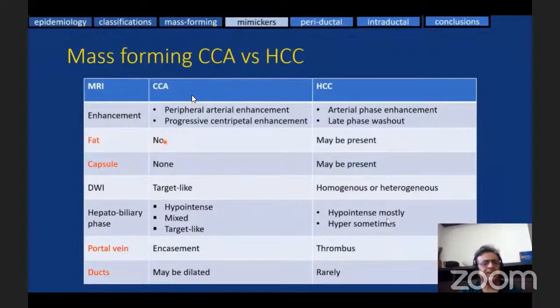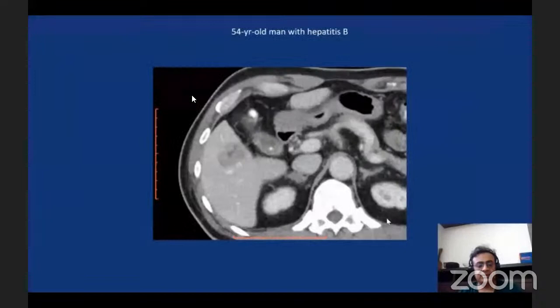Then the capsule in the delayed phase is seen in hepatocellular carcinoma, not in cholangiocarcinoma. Diffusion weighted images, as I mentioned, can show a target-like appearance, which is quite useful when present. Portal vein involvement in hepatocellular carcinoma is typically tumor thrombus, whereas in cholangiocarcinoma there's encasement of the portal vein rather than tumor extension. Then the ducts may be dilated in cholangiocarcinoma, whereas in hepatocellular carcinoma, only large tumors cause dilated ducts.